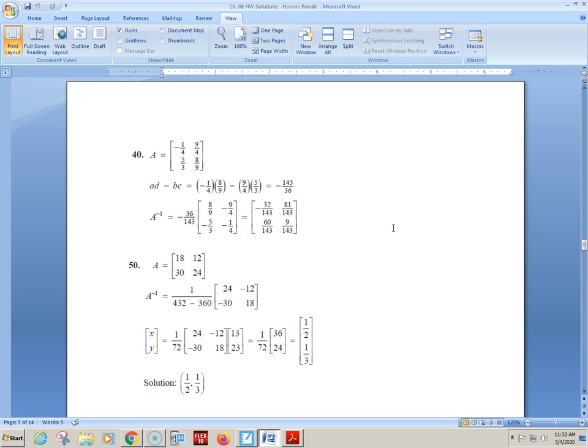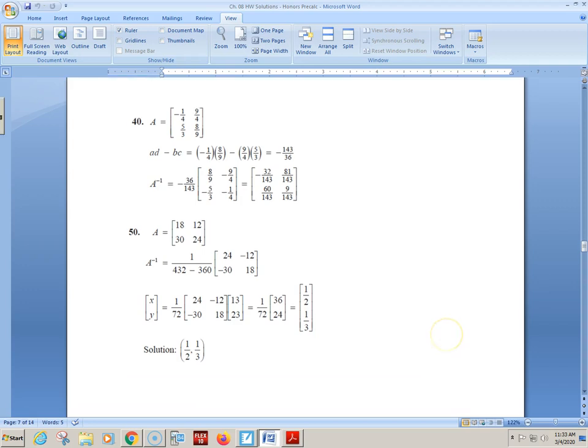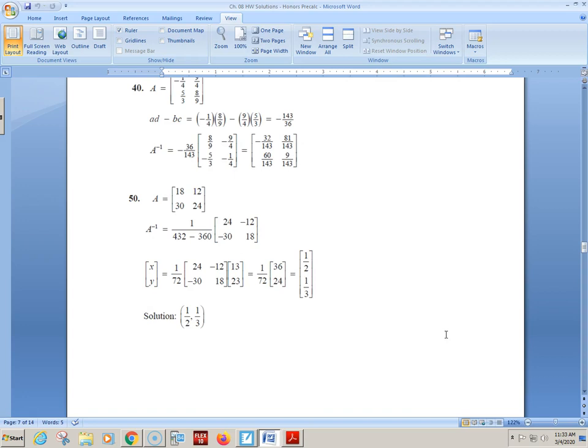Number 40. Ooh. Number 40. I guess you could have multiplied them in or you could have kept them out. Either way, the one over the determinant was a bit messy. You could have just multiplied by the reciprocal. Switch the main diagonal, the opposite. There you go. It was a nice little 2 by 2. The formula was definitely the best way to go. And then you have a formula for number 50 also.